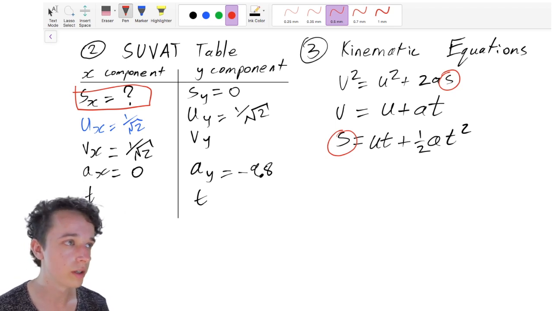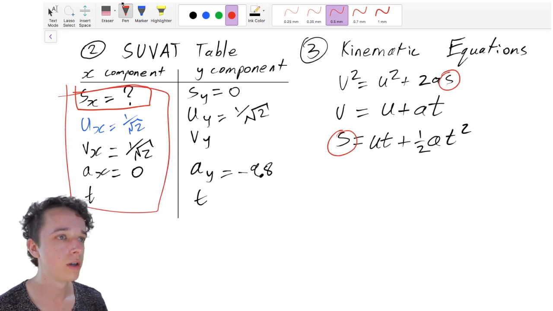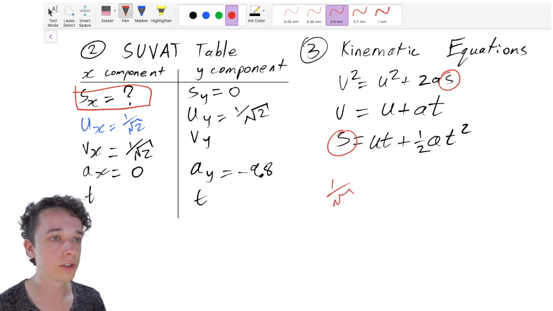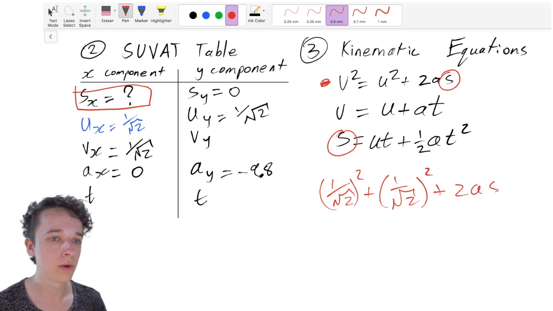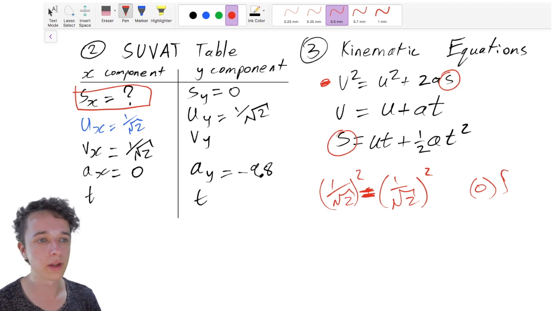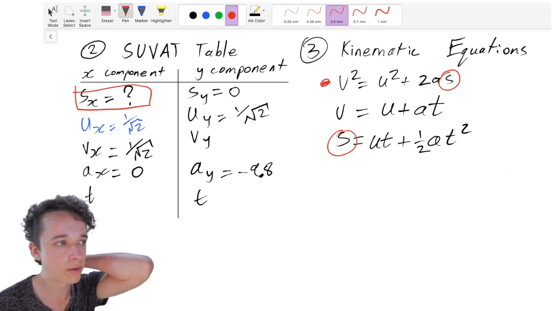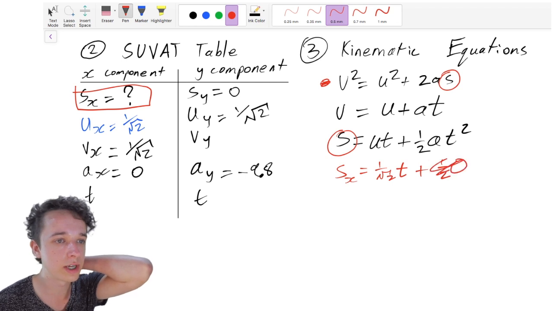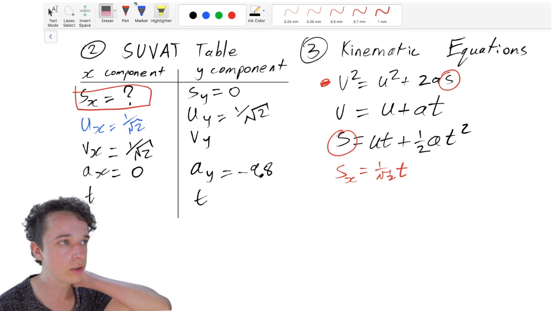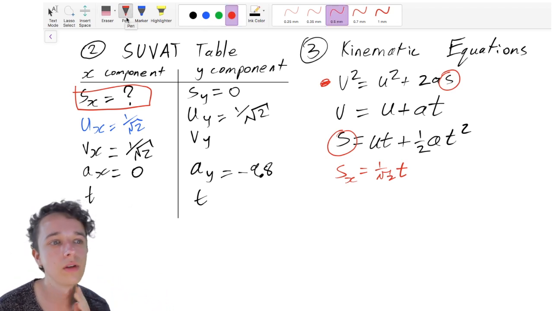Why don't we have enough information? Well, if we focus on the x components, what happens if we put the x values into the first equation? We have 1 over root 2 squared equals 1 over root 2 squared plus 2as, where a is 0. We've just proved something useless, right? We lost the s term in the process. And the same thing happens with the third equation. If we put in s of x is equal to 1 over root 2 multiplied by t plus half of 0, all this cancels out. And also we don't even have a t. So we could use this third equation, but we'd need to find t first.